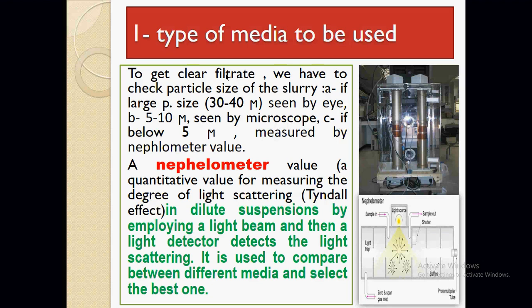What do we mean by nanometer value? It's a quantitative value for measuring the degree of light scattering, which is the Tyndall effect, in a dilute suspension by employing a light beam, and then a light detector detects the light scattering. It is used to compare between different media and select the best one. طبعا هذا إلنا نستخدمه فقط للparticle size which are below 5 microns.